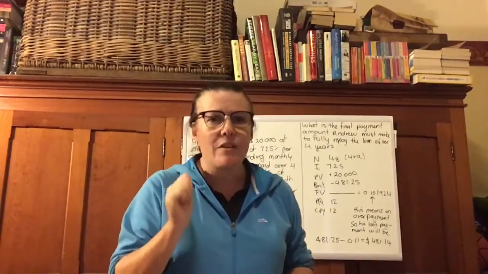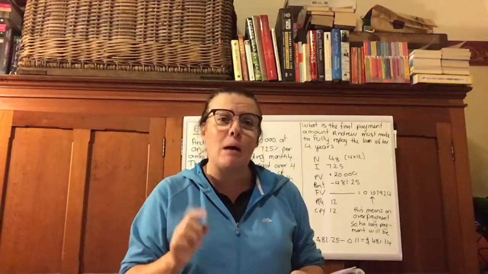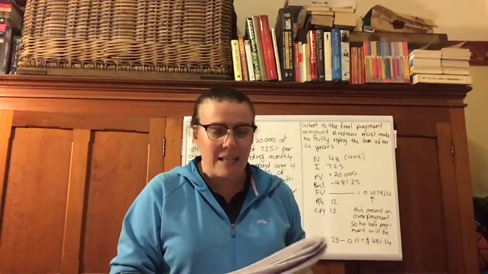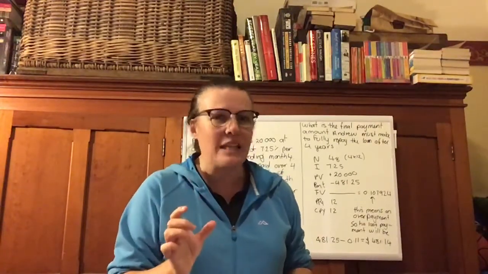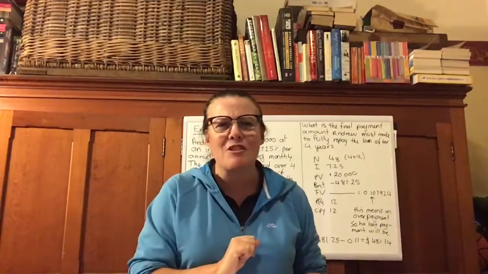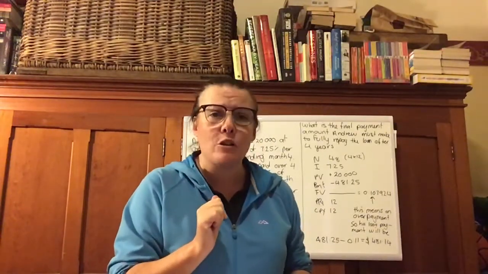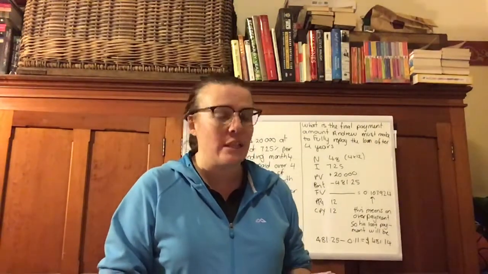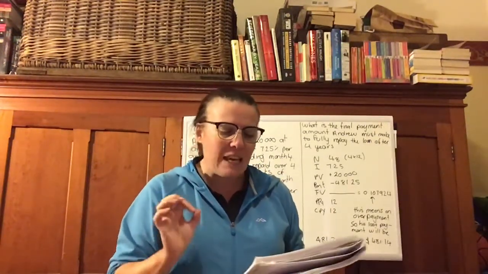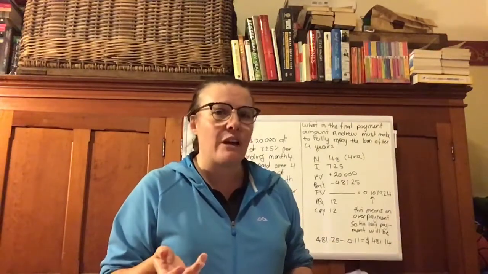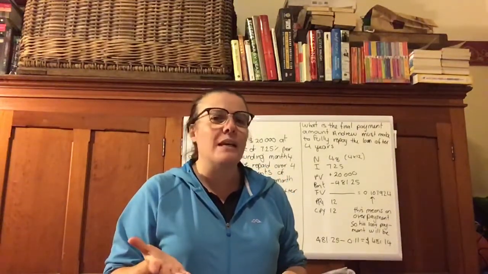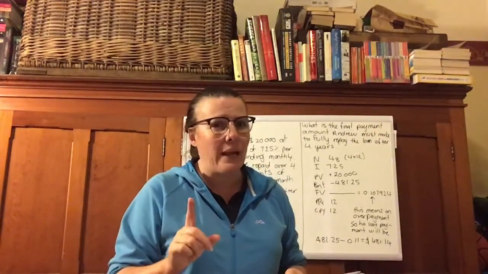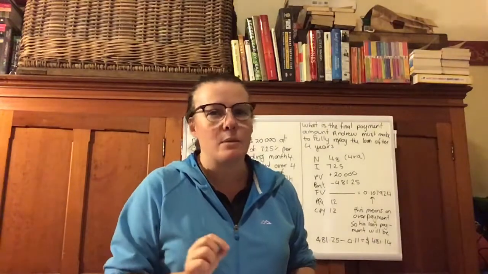So N on the financial solver stands for the number of payments. The I is the interest rate, and that is the annual interest rate. If you're given a monthly interest rate, you have to convert to an annual interest rate. The only interest rate you put in here is an annual interest rate. PV stands for the present value of the loan. Usually, that's the principal value. It may not be, but usually it's the principal value.